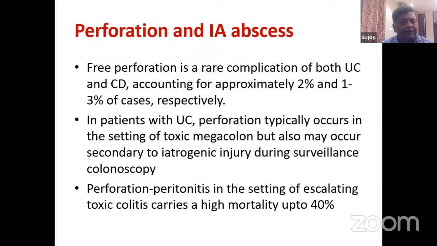And there has, of course, been a lot of talk about perforation, peritonitis. This is, of course, more commonly seen with Crohn's disease, but in ulcerative colitis also, as I alluded to before, it can be an end result of toxic megacolon, which has been neglected, and it could occur because of iatrogenic causes as well. And perforation peritonitis in this setting of toxic colitis carries the highest mortality amongst all the complications which can occur in ulcerative colitis.